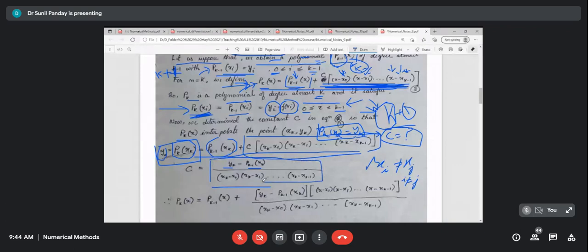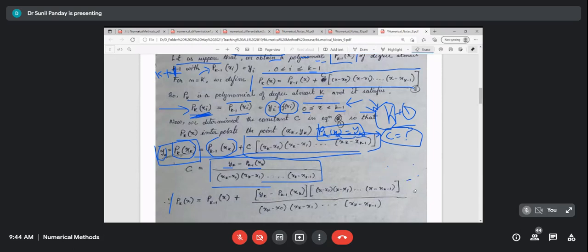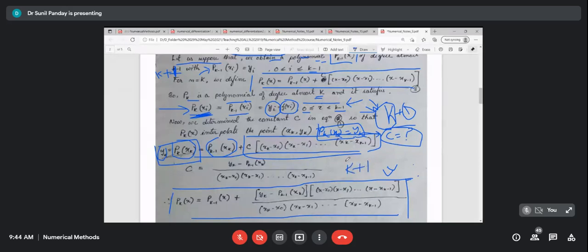So now I substitute this value of c in this equation. If I substitute the value of c in this equation, I will get a polynomial of degree at most k. And now this polynomial is satisfying the interpolating condition for k plus 1 data points.